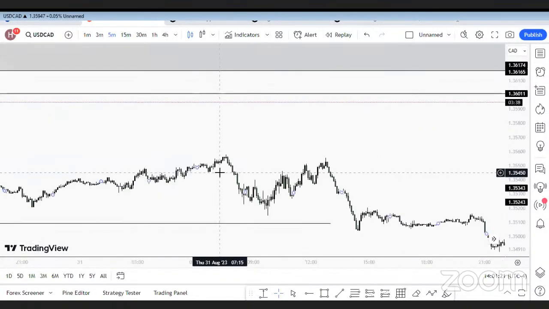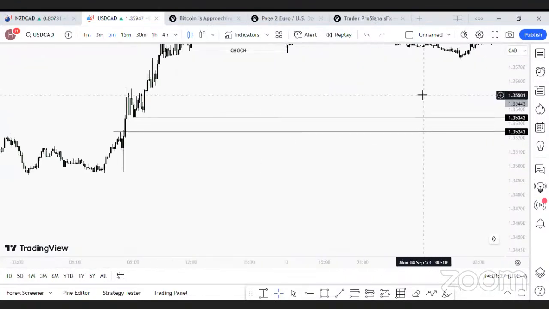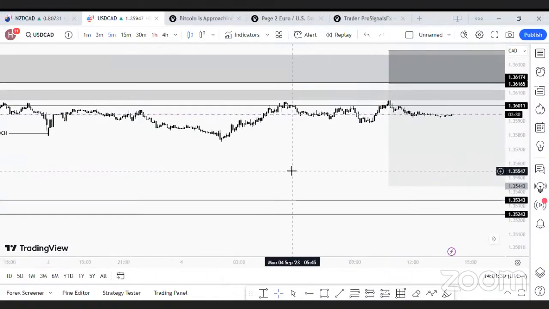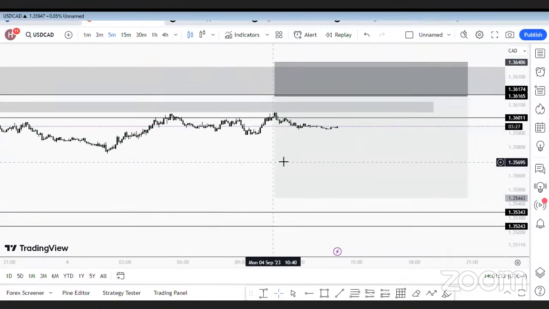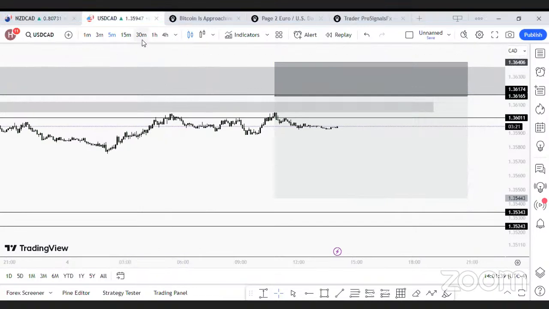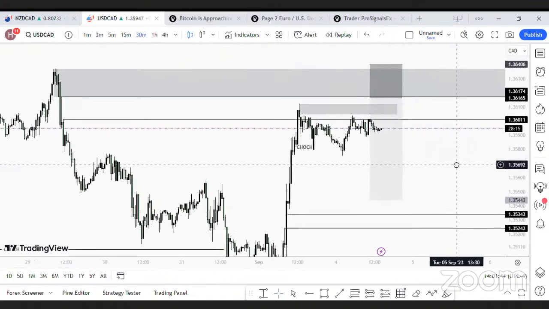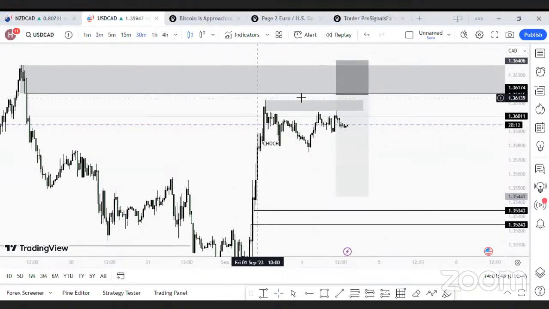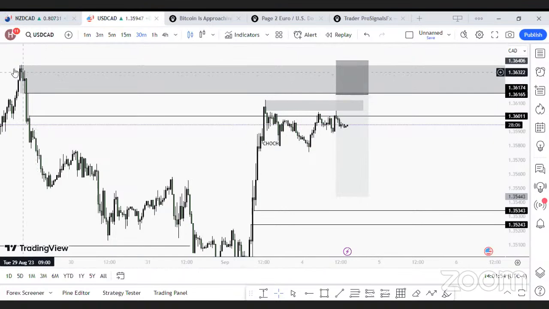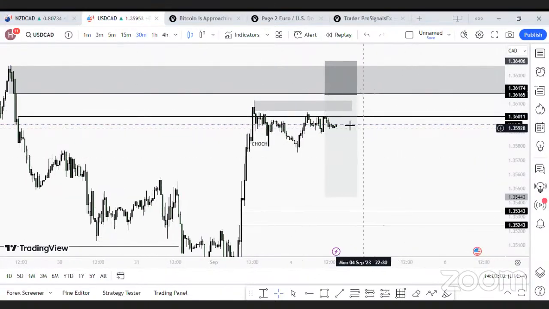I want to show you something very quickly. This is what I'm currently looking at on this market. And when this gets here, this market is going to drop down from this area, from here. So that is why I have set this.